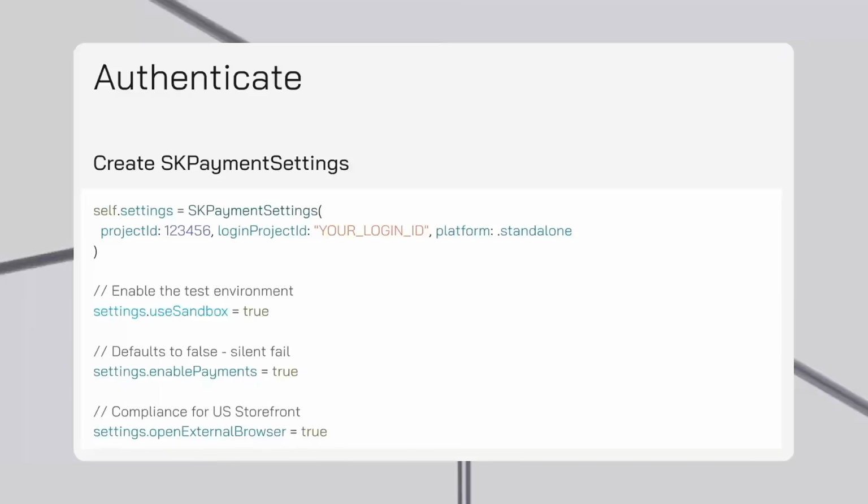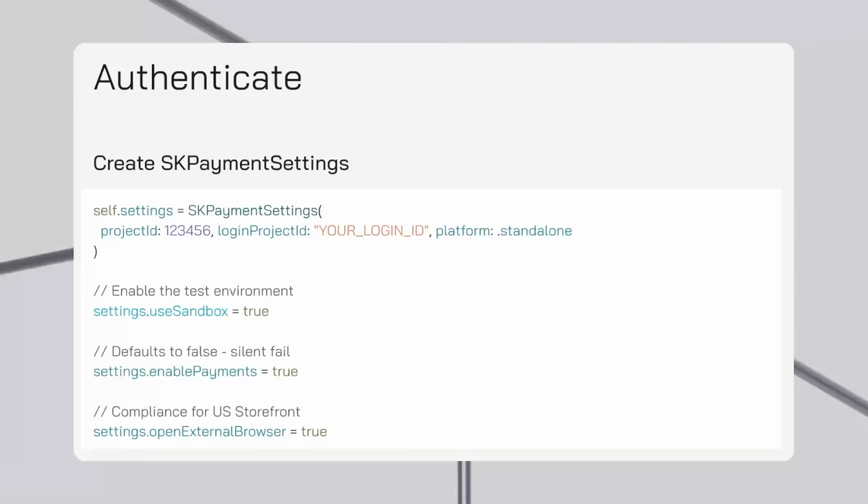First, during development and testing, set Use Sandbox to true. This will enable the test environment and allow you to use test credit cards for transactions. Make sure to set Enable Payments to true. If this is disabled, things will fail silently. Finally, set Open External Browser to true for compliance with US storefronts.